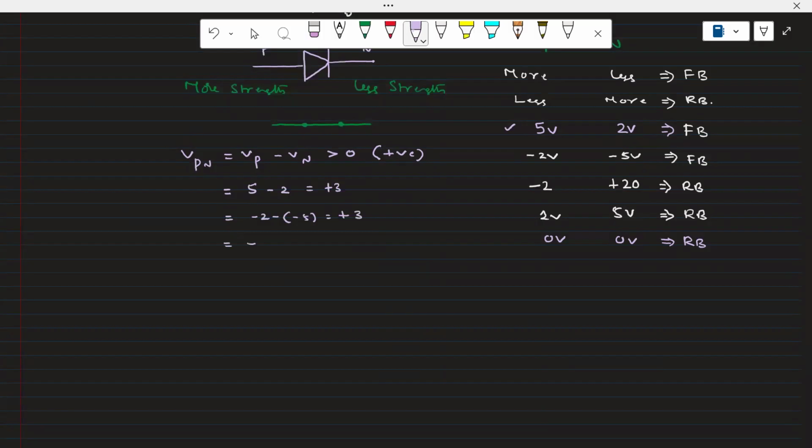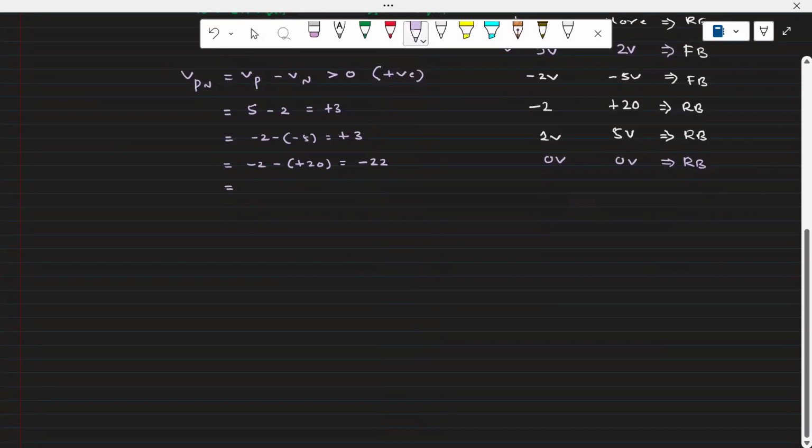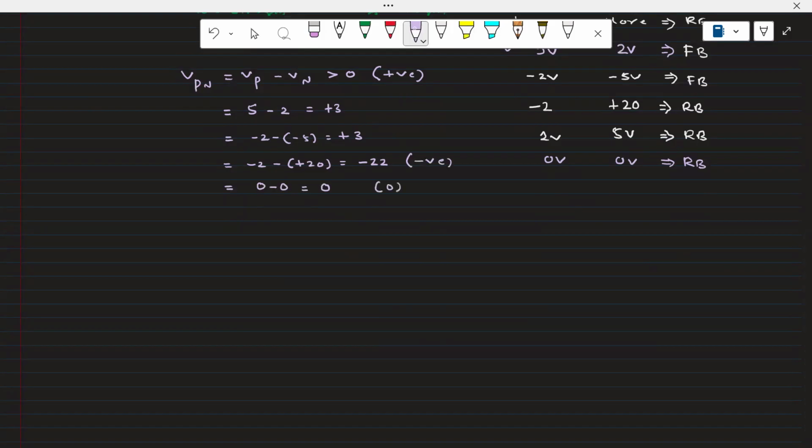But in this case, -2 minus of +20. What will happen? -22. It is in reverse bias. Okay. So for the third last case, for example, 0 volts and 0 volts, 0 volts minus 0 volts becomes 0. Therefore, since it is positive, these two are forward bias, and these two are reverse bias.